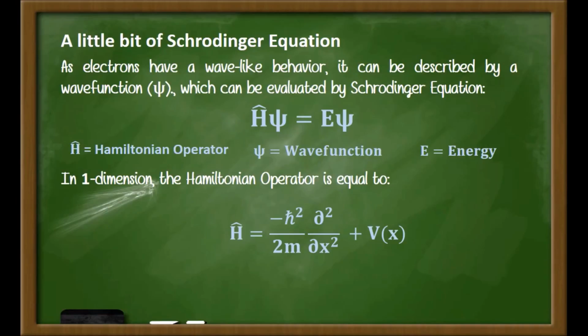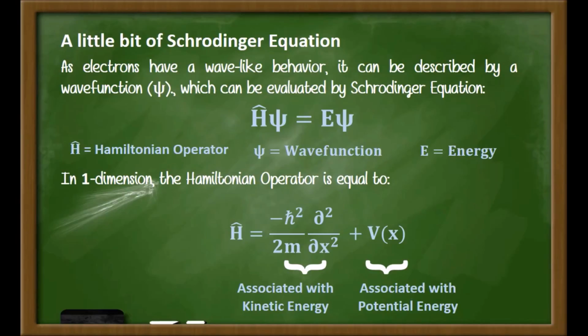As we can see, the Hamiltonian operator is a sum, so it's broken down into two parts. The first part, with the minus h bar squared over 2m times the second derivative with respect to the position, is associated with the kinetic energy. And the second part, which gives a potential as a function of the position, is associated with the potential energy.